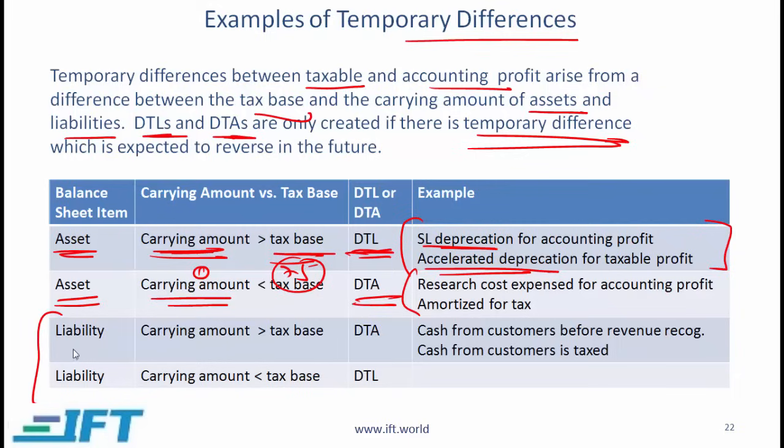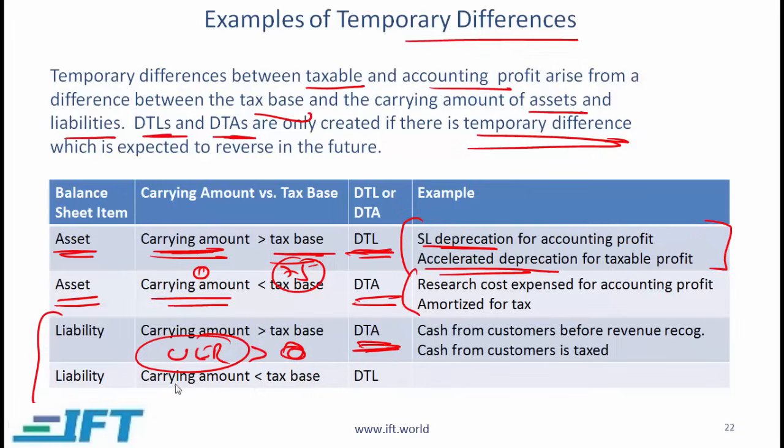Coming now to liabilities, if the carrying amount of a liability is greater than the tax base, then we create a deferred tax asset. And we've also seen this example where cash from customers is received before the revenue is recognized. On the balance sheet, we will create a liability called unearned revenue, and that is going to be greater than the amount on the tax base. If the money received is taxed, then no liability is created on the tax side, so we have a 0 over here. Unearned revenue, or the carrying amount, is greater than the tax base, and we therefore have a deferred tax asset.